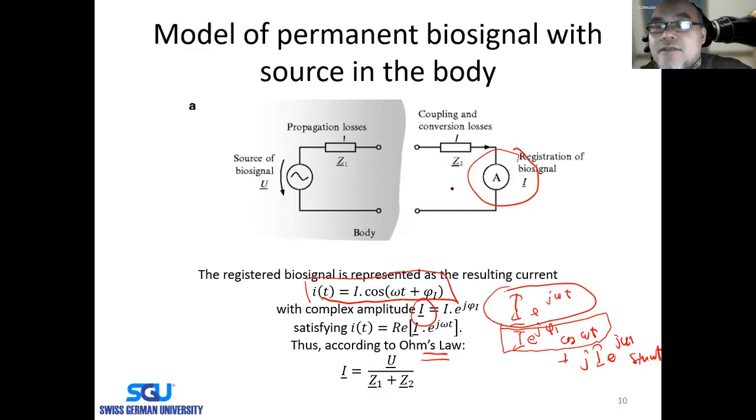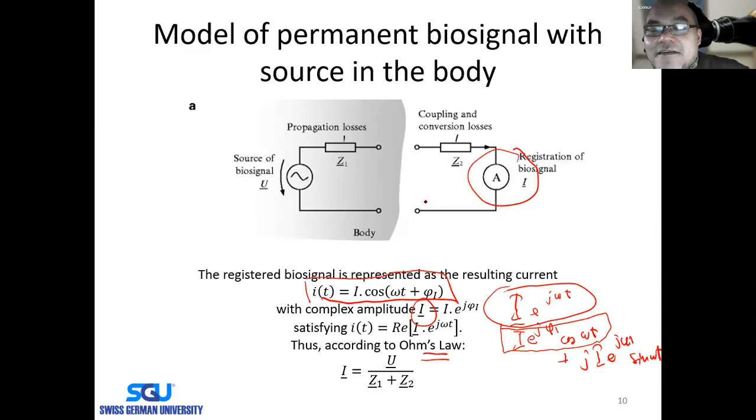Okay, so later when we implement it into a system, we develop a sensor and then we capture the signal. Then we can predict and interpret the signal. If we have a certain amount of current, does this originate from the source? Is it originating from the propagation loss, or does it come from the coupling and conversion loss? So we use modeling so that we can comprehend what is happening when we do measurement, and we can explain what happened in that measurement. Do you understand until now?